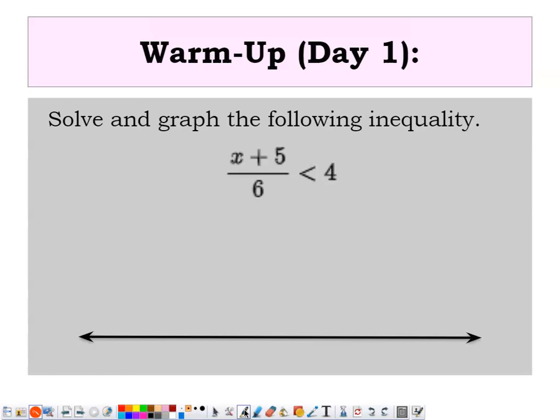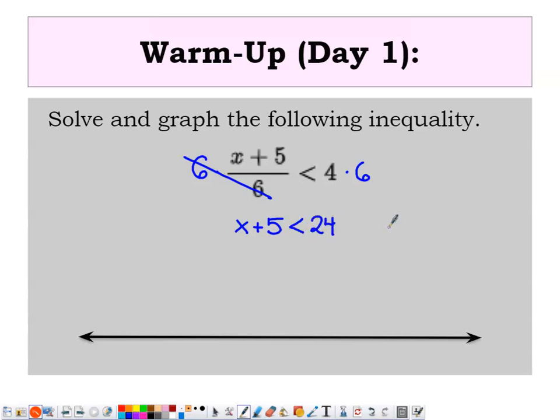So I'm going to go ahead and multiply both sides by 6 to get rid of that denominator. So I multiply by 6 here, and then I also multiply by 6 on the other side as well. So the 6's cancel out, and then I'm left with this numerator right here. So we have x plus 5 is less than 24. Okay.